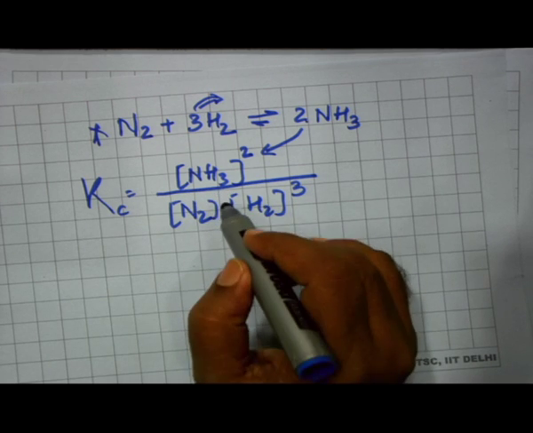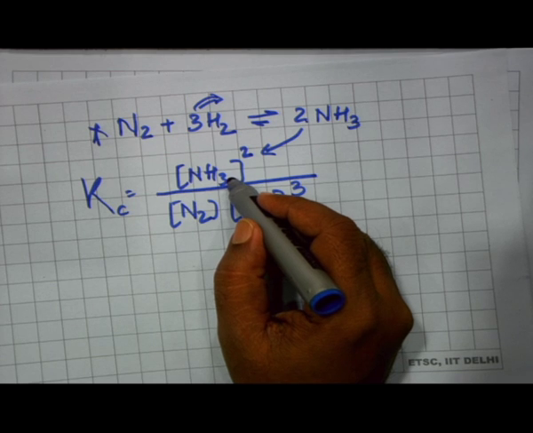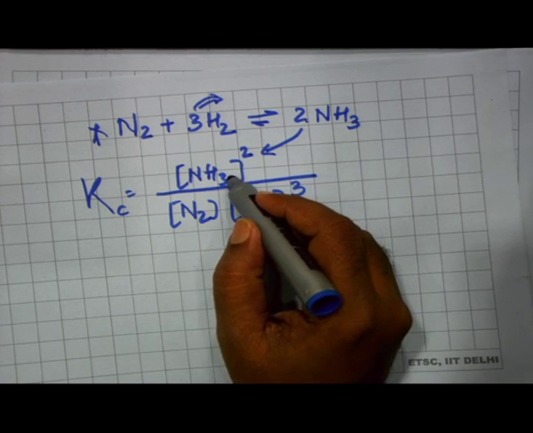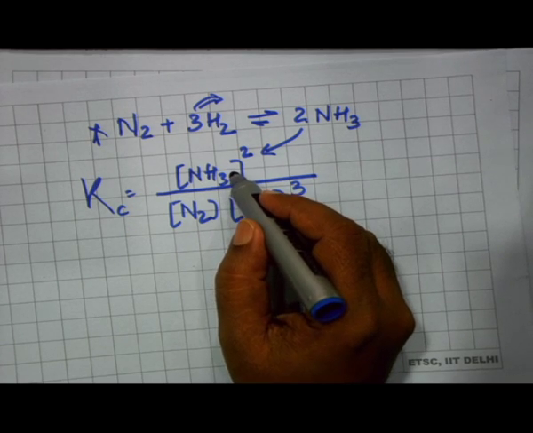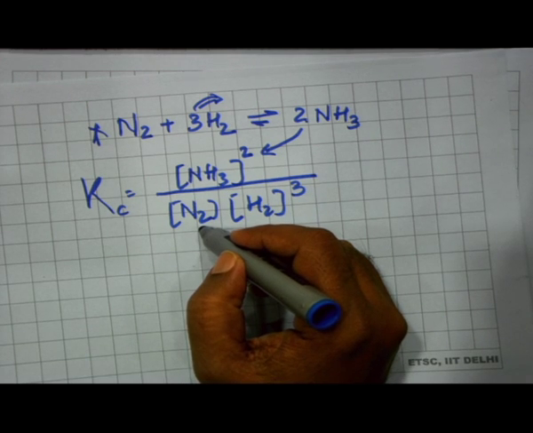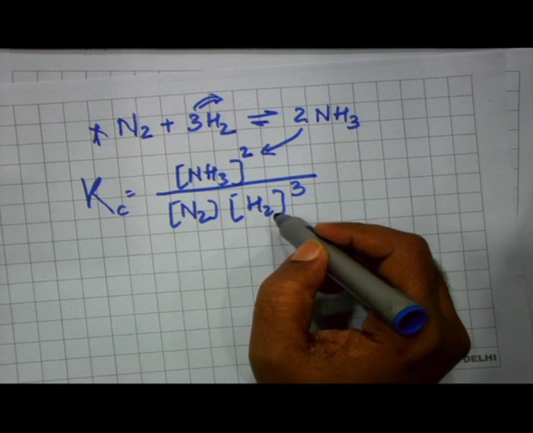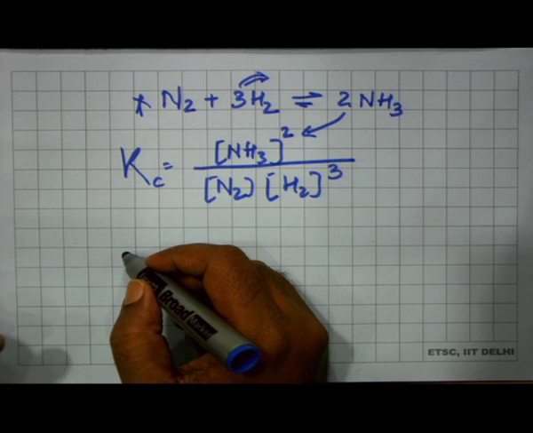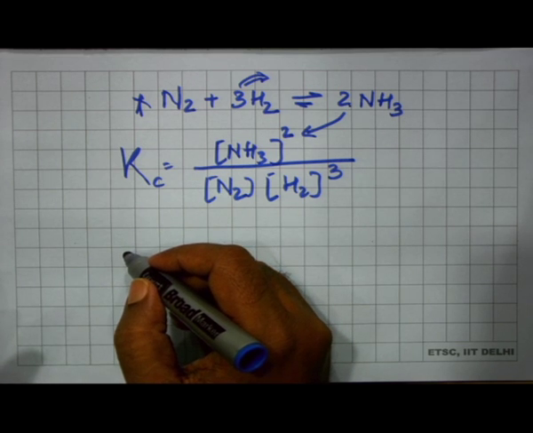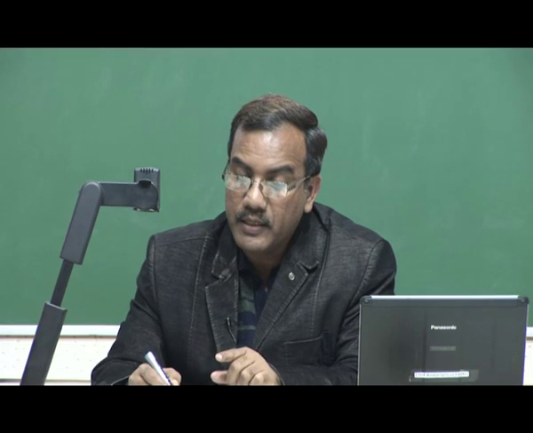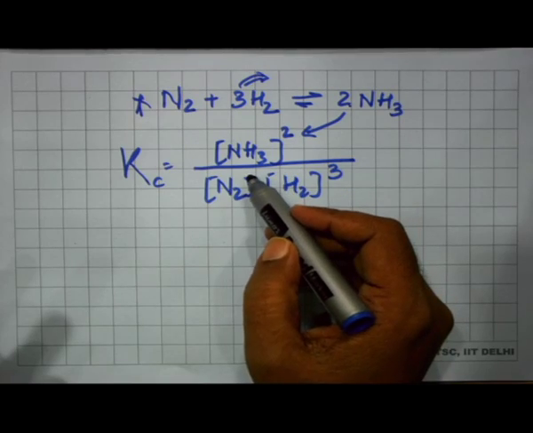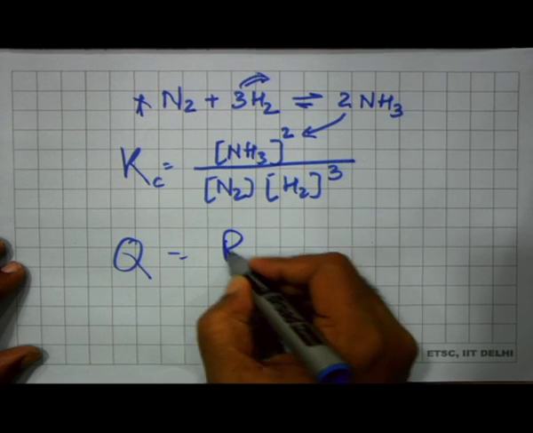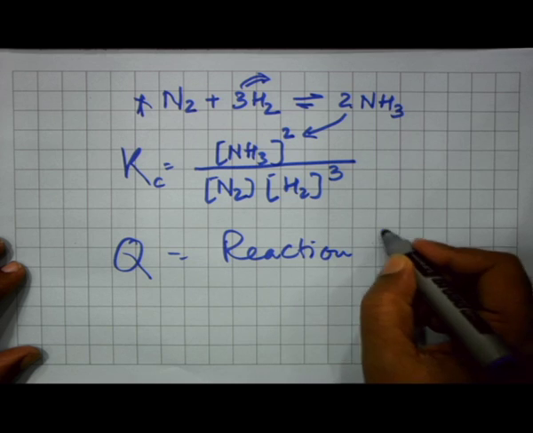You must keep this in mind that this is the concentration of ammonia at equilibrium, not at any time. Similarly, this is the concentration of nitrogen at equilibrium, and this is the concentration of H2 at equilibrium. If you take another point where equilibrium is not achieved, then the concentration ratio is not Kc. In that case, it is called Q, which is the reaction quotient.